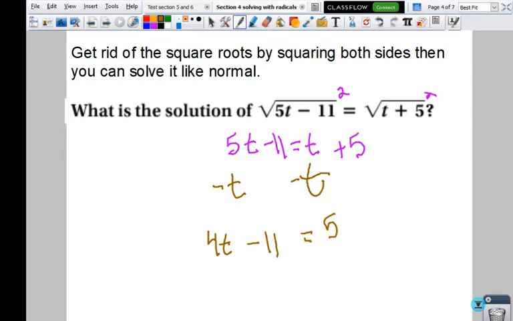You got 4t. Okay, and you guys have done a bunch of these problems. What do I have to do next? Where'd you get 4t's? 5t minus t. Oh, 5 minus, well, there's a 1 in front here, right? 5 minus 1 is 4. Plus 11. So we're going to plus 11 next. 4t equals 16, divided by 4.